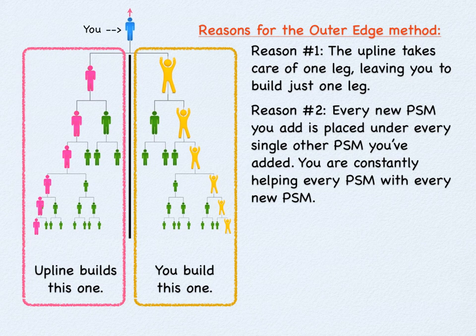Second reason for the outer edge methodology. Every new personally sponsored member that you add is placed under every single other person that you've sponsored. You are constantly helping every personally sponsored member with every new personally sponsored member. So when I sign up that second person, it helps the first person I brought in. When I sign up the third person, it helps not only the second person, but the first. When I bring in the fourth person, it helps all three, and so on. The fifth person, all four of those people. Every single person I've ever signed up benefits from me placing them into their organization.